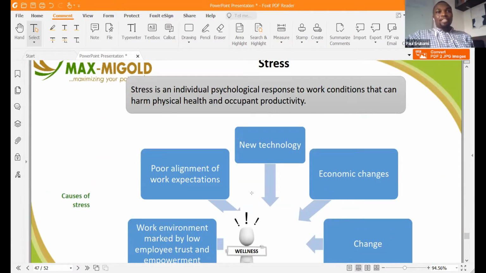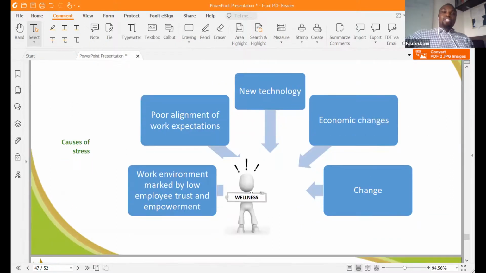Stress is also an interesting factor we need to manage, because stress is an individual psychological response to work conditions that can harm physical health and occupant productivity. So as a facility manager, you need to pay attention to stress. And from this slide, you can see that there are 5 factors that cause stress.